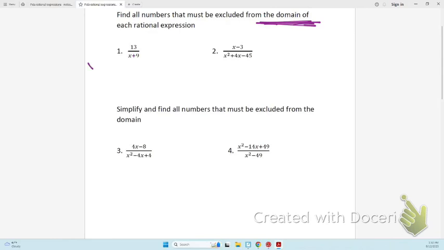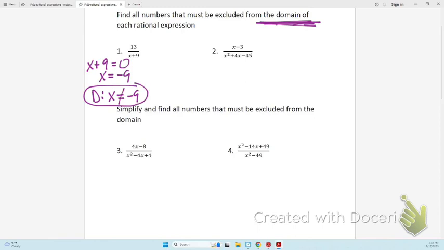Yesterday I said set the denominator equal to 0, solve it, and that is the number that we don't want to ever plug into this function, to this expression. So the domain is any real number except -9.